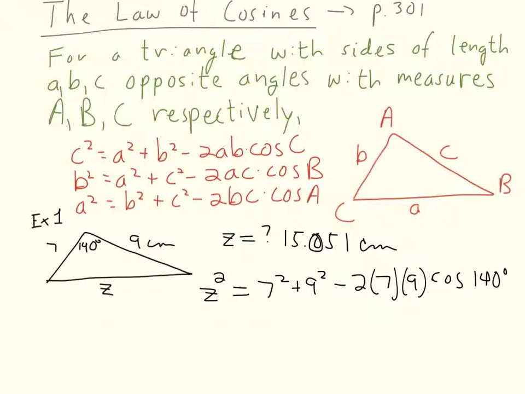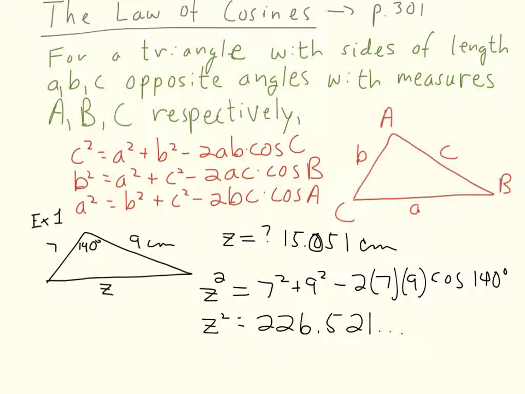So if you plug things in correctly, you should end up with z squared equal to 226.521 dot dot dot. It's actually going to be a big, probably 10 decimal number in your calculator. Just keep that accuracy there.